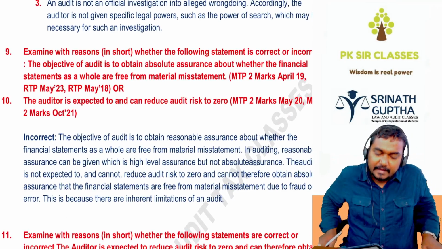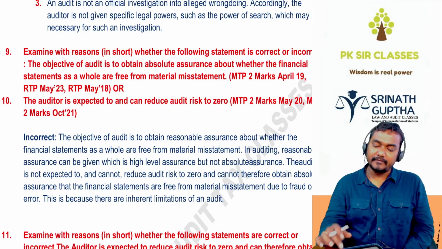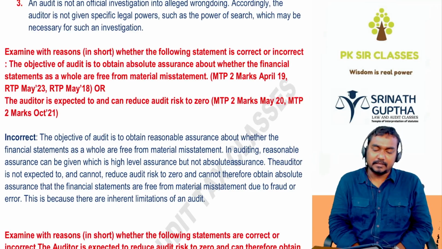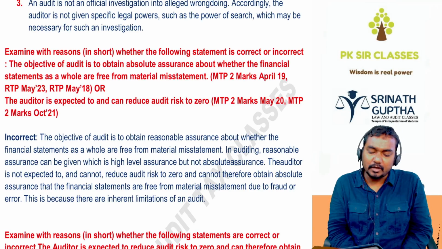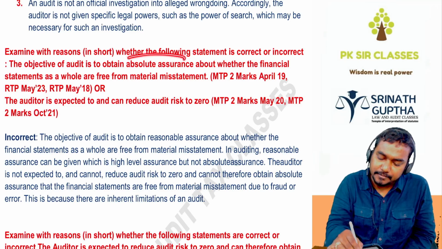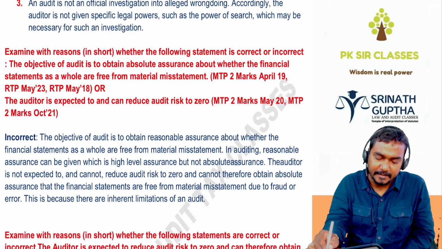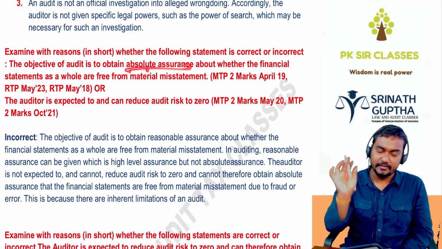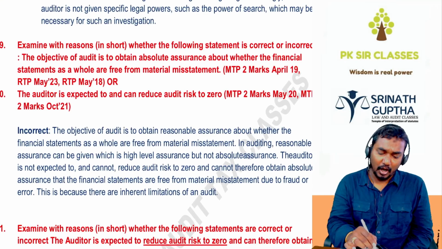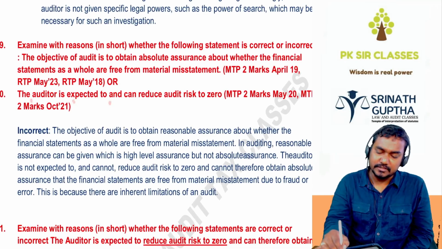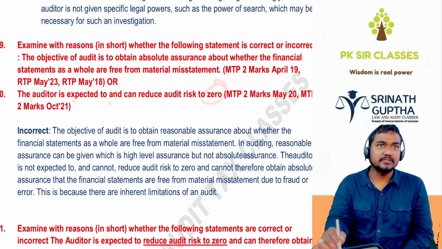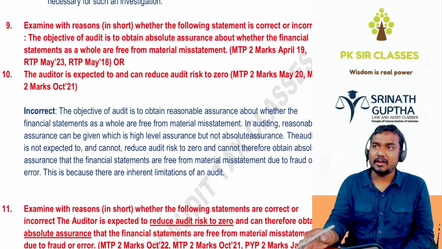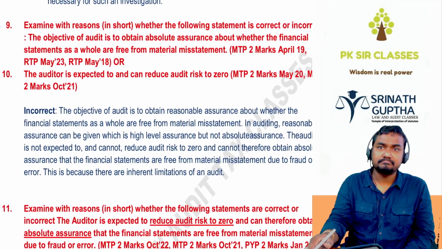Next question, beta. Examine with reasons in short whether the following statements are true or false. The objective of the audit is to obtain absolute assurance about whether the financial statements as a whole are free from material misstatements. Answer is, we will not give any absolute assurance. Audit is expected to reduce audit risk to 0. Can we reduce audit risk to 0? Write the statement: auditor cannot reduce audit risk to 0.